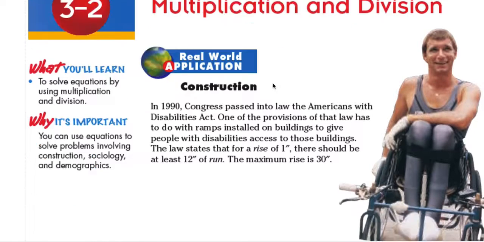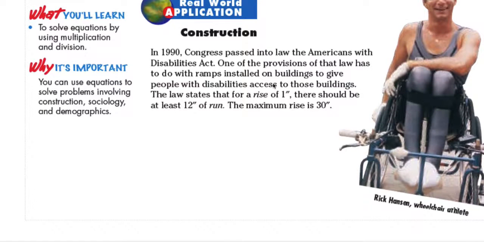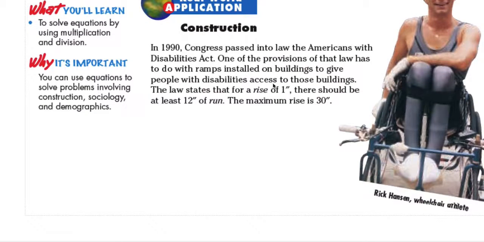In 1990, Congress passed into law the Americans with Disabilities Act. One of the provisions of the law has to do with ramps installed on buildings to give people with disabilities access to those buildings. The law states that for a rise of 1 inch, there should be at least 12 inches of run. The maximum rise is 30 inches.